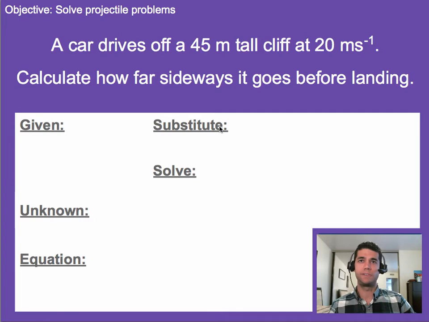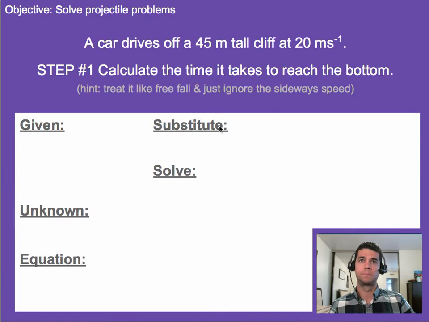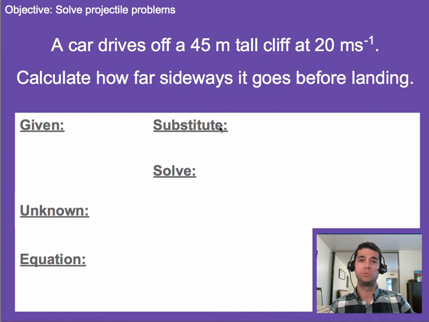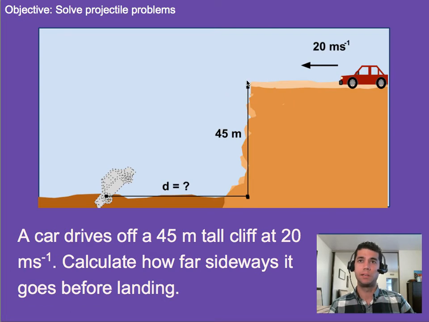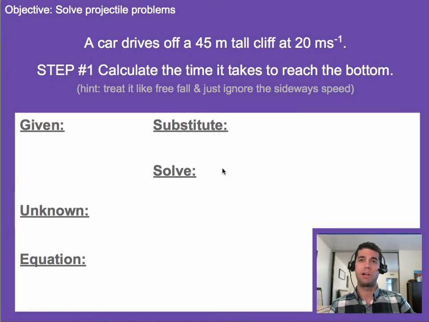Okay, so a car is driving off a 45-meter tall cliff at 20 meters per second. We want to calculate how far sideways it goes before landing. Well, step 1, we need to calculate how much time it takes to reach the bottom of the cliff. Mainly, pretend that it's just falling straight down and figure out how long that's going to take, because then we can know how long it's in the air. So your hint is to treat it like free fall and just ignore the sideways speed. If you want, pause the video and see if you can give it a shot on your own.